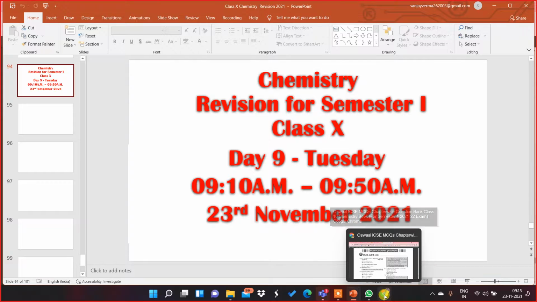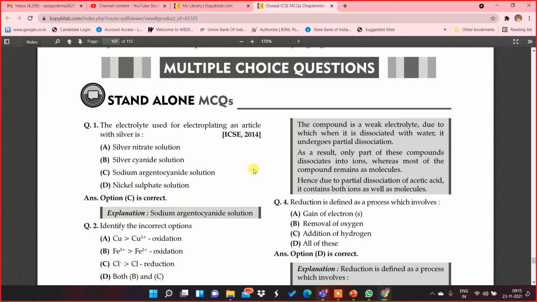Now look at the question. The first one. The electrolyte used for electroplating an article with silver. You all know the answer. Sodium argentocyanide solution. Argentocyanide solution. Okay.